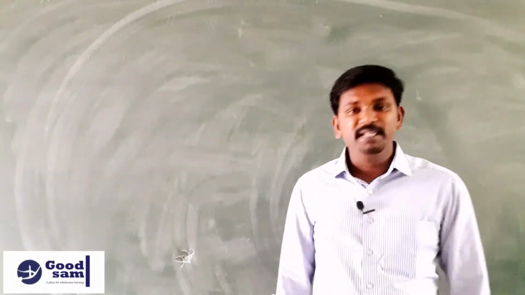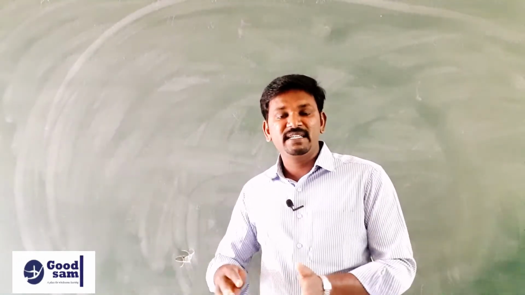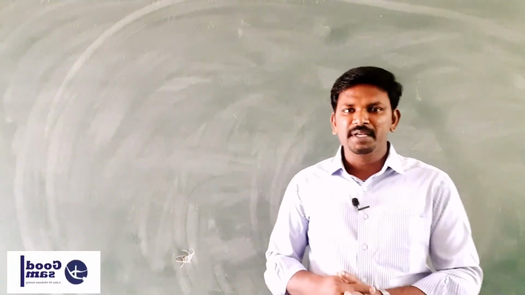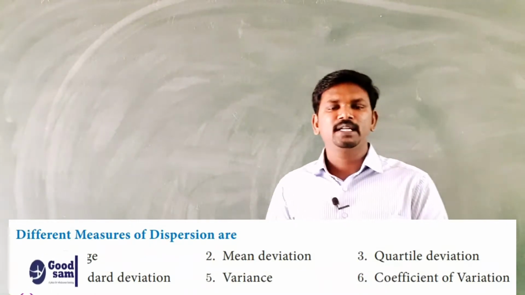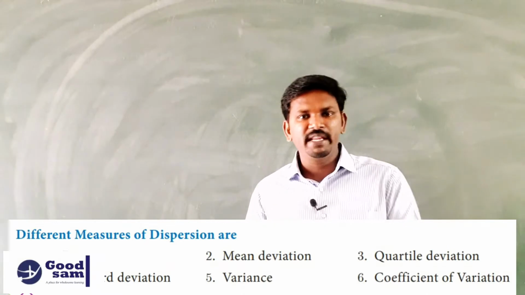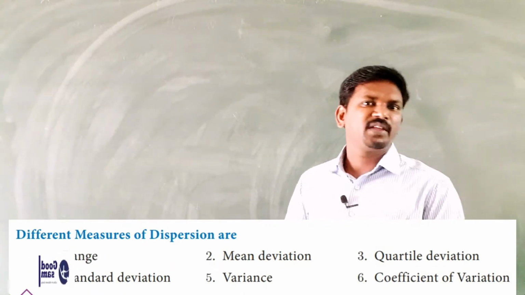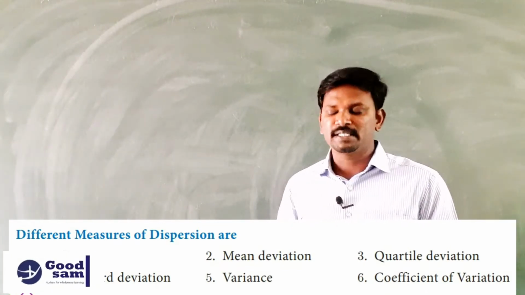In 10th standard we are going to study the measures of dispersion. The measures of dispersion are range, coefficient of range, variance, standard deviation. All these things are measures of dispersion.